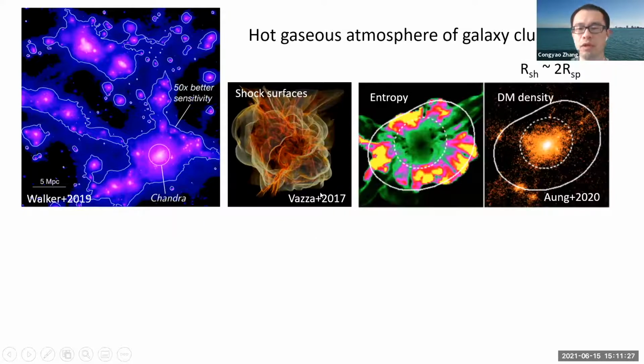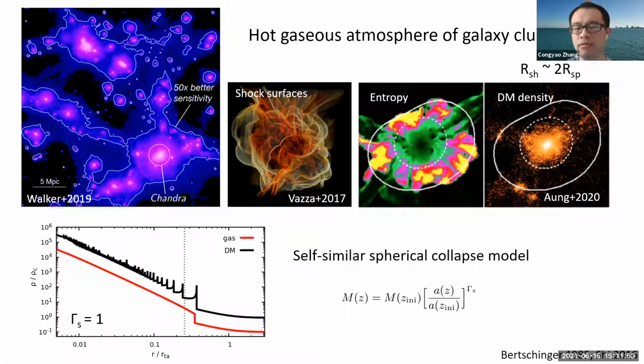morphology. More quantitatively, from cosmological simulations, we can see the radius of the external shock of the intergalactic medium is generally 2 times larger than the splashback radius of the dark matter halo. The splashback radius generally characterizes the size of the dark matter halo. But this result is surprising because it's contradictory to the prediction from the self-similar spherical collapse model.